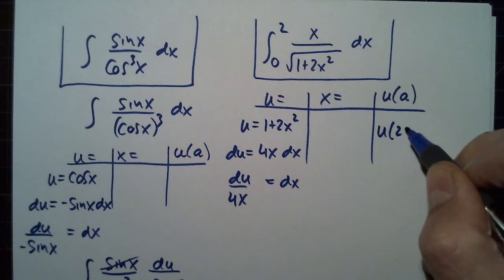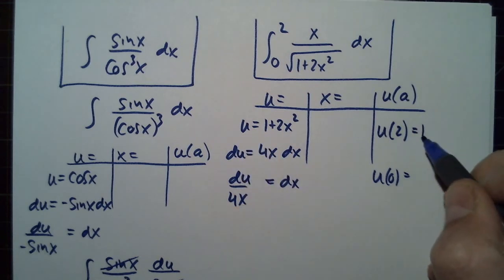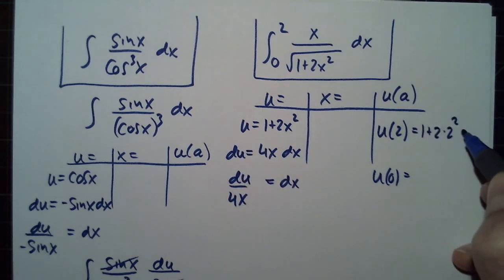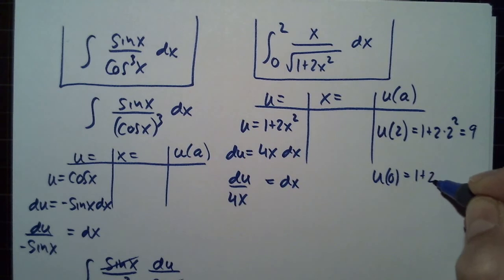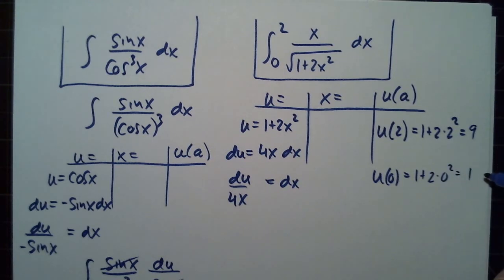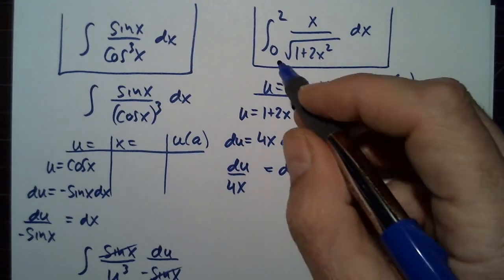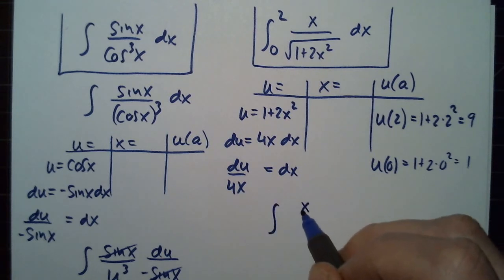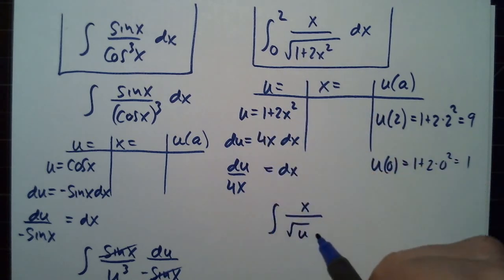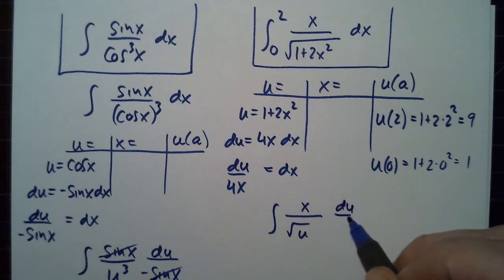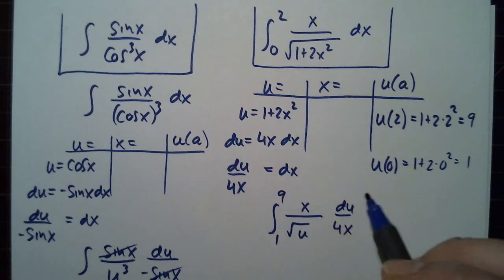So we want to evaluate u at 2 and u at 0. Here's u. So we have 1 plus 2 times 2 squared, and we get 9. 1 plus 2 times 0 squared, and we get 1. So when we substitute, we'll use these values instead of 0 and 2. Alright, we have x over radical u. dx is du over 4x. And then we're going to integrate from 1 to 9.